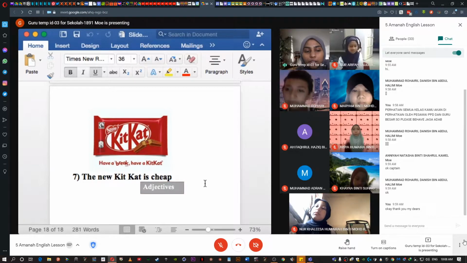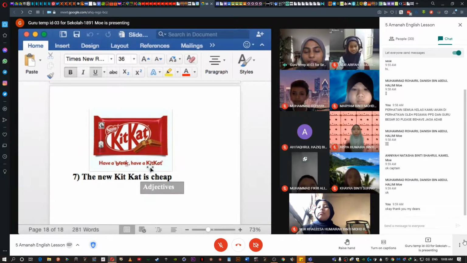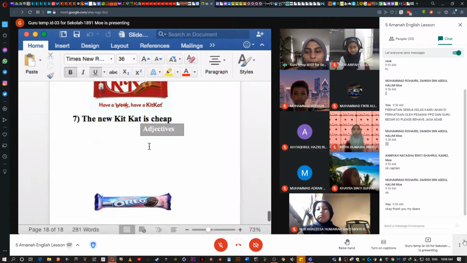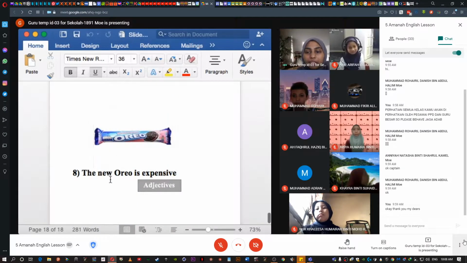Cheap maksud murah. So, Kit Kat ni murah. So, kita tengok example number 8. The new Oreo is expensive. So, as you can see, expensive maksud mahal. So, the adjective word here is expensive.